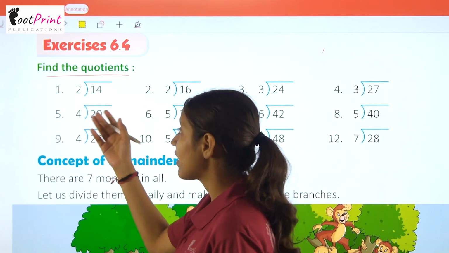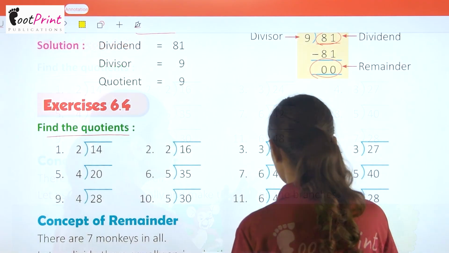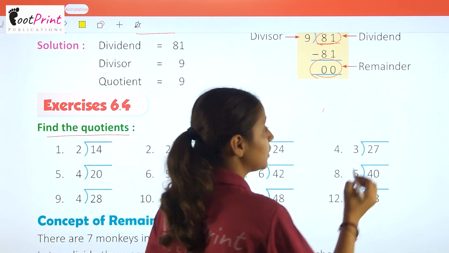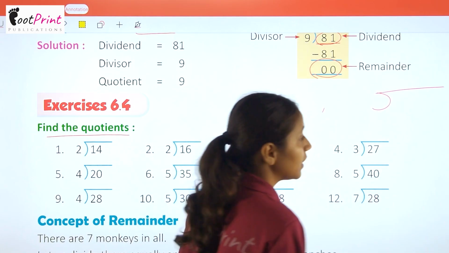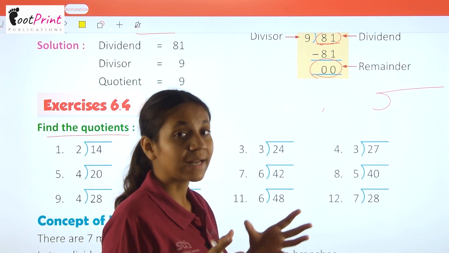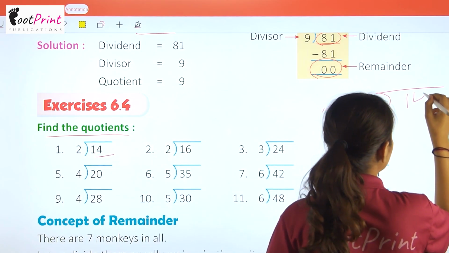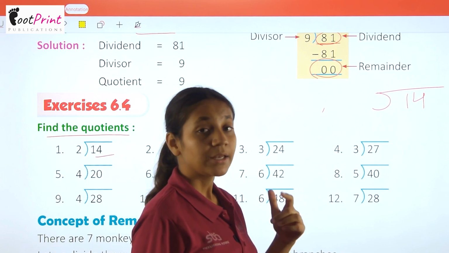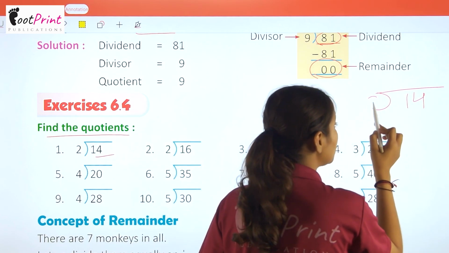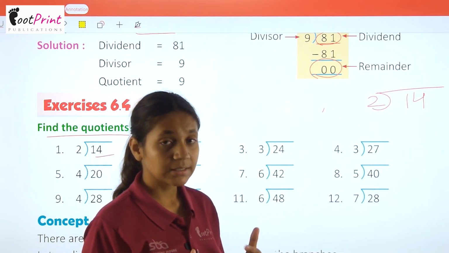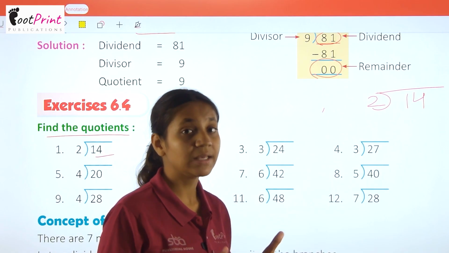2 divided by 14. So firstly make a sign of division. Now write the value, that is the dividend. Firstly we will write the dividend. Here 14 is the dividend. Now the divisor is our 2. Now check how many times 14 comes in the table of 2.